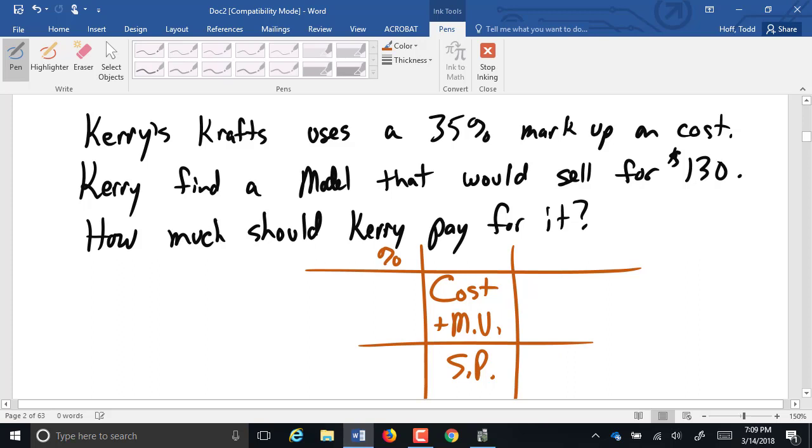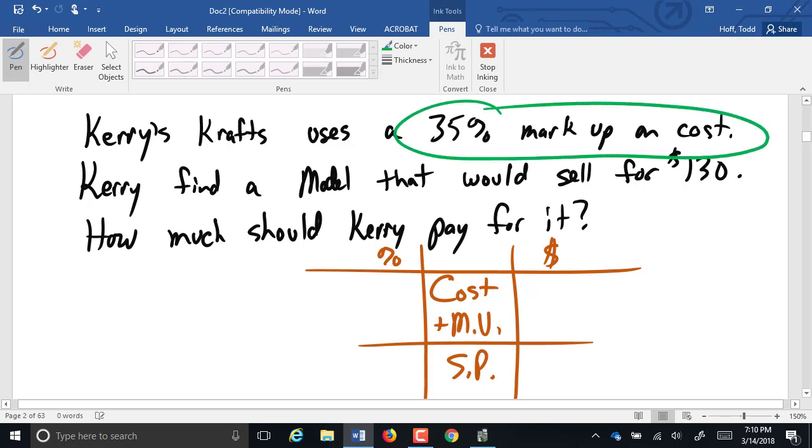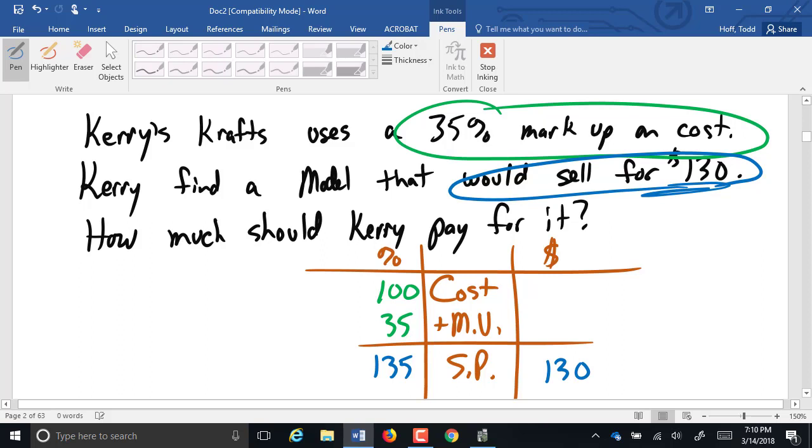Cost plus markup equals selling price. Percents in dollars. Let's start out with the 35% markup on cost. So 35 goes in the markup, 100 goes to cost, 135 is the selling price. 130 goes where they would sell it for. We're looking for the cost, right? Yes, we cross off the markup. So 100 times 130 divided by 135 is what? $96.30?